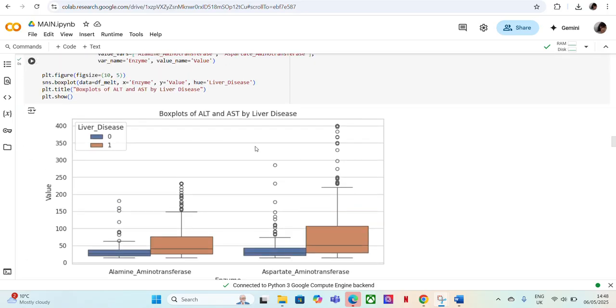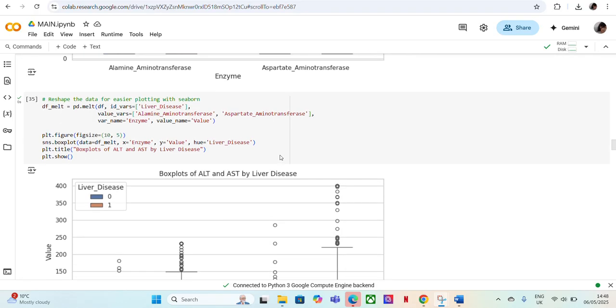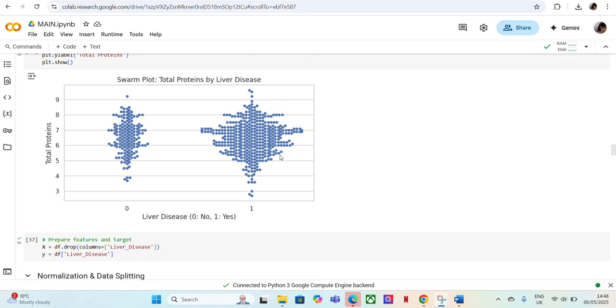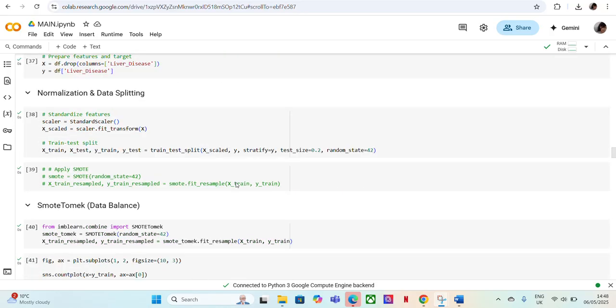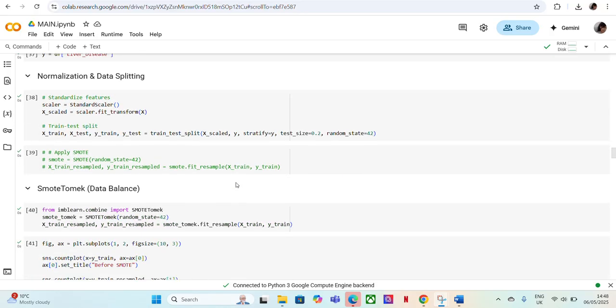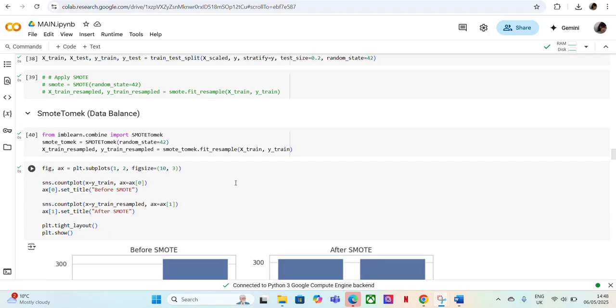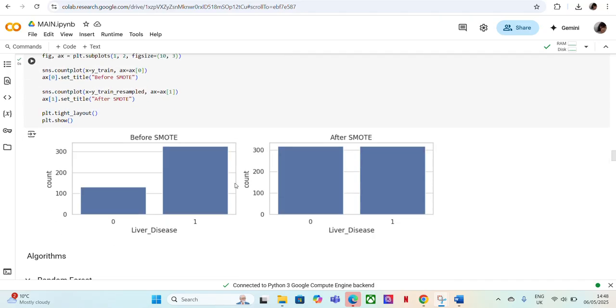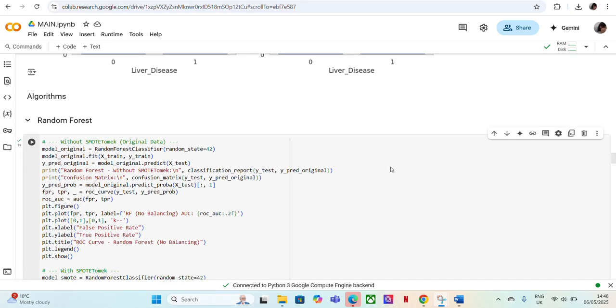Then the box plot of ALT and AST by liver disease. Then the swarm plot, which is total proteins by liver disease. The next is normalization and data splitting. Data is split 20% for testing and 80% for training. Then SMOTE, a data balancing method to deal with the class imbalance. That is what it is showing, before SMOTE and after SMOTE. So these are the algorithms.